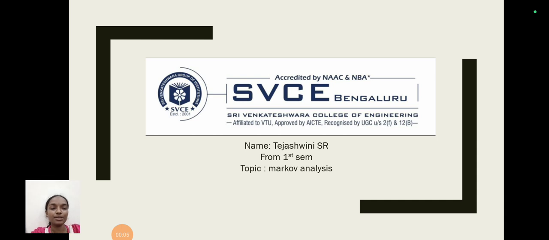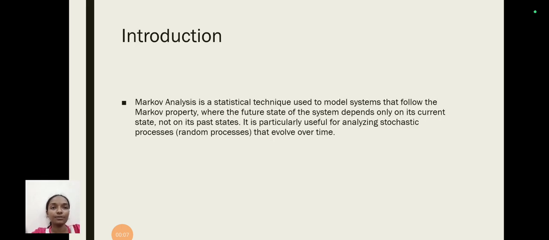Today my topic is about Markov analysis. First, let us know the introduction of it. Markov analysis is a statistical technique used to model systems that follow the Markov property, where the future state of the system depends on its current state, not on its past states. It is particularly useful for analyzing stochastic processes, that naturally means random processes that evolve over time.